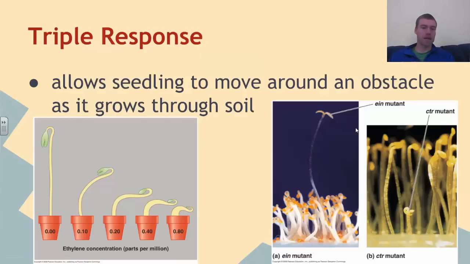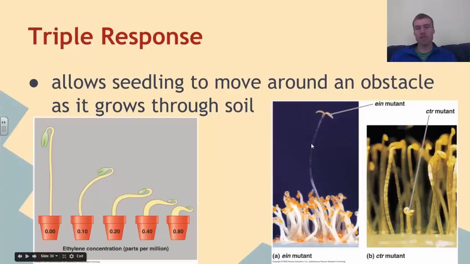All right, so the triple response. Let's talk about that a little bit more. Seedlings start off underneath the soil, which means there are going to be times where there are obstacles in their way to breaking through the soil and beginning the process of photosynthesis. What the triple response does is stunt the growth upwards, basically allowing the seedling to go off to the side and then begin to move upwards again once it has moved around its obstacle. And what scientists have found is that it is the ethylene that basically allows the plant to do that. So as the ethylene concentration increases, you get a larger and larger triple response.